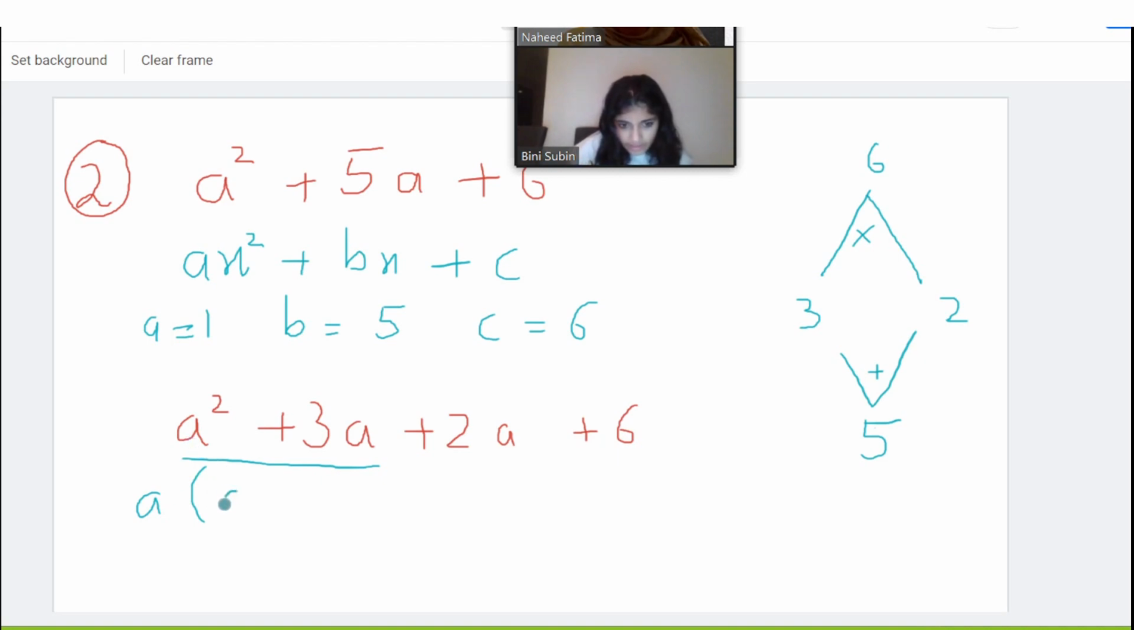A, 1a is left, and plus 3. Yeah, that's correct. And from these two, I'll be taking 2 common. What is left? A plus 3. So I'm getting the same bracket, which means it's correct. So my first bracket is a plus 3 and my second bracket is a plus 2.